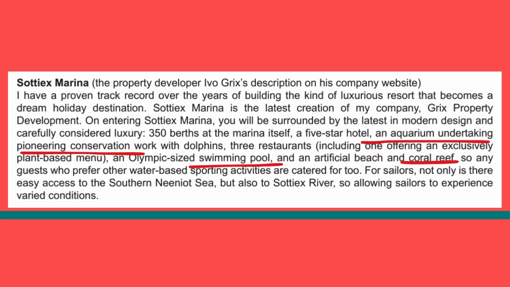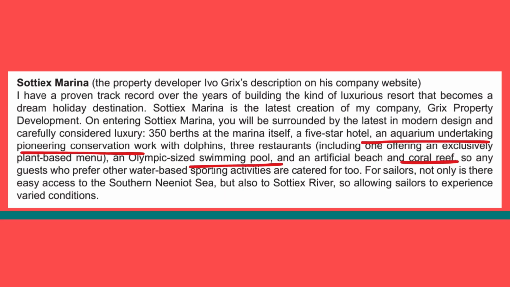Now we have the Sortex Marina description. So we have already found out the relevant points from the additional information. Now we are looking for the development. What basically development is, it means that whatever point you have found out, you're going to elaborate on them further. So Sortex Marina is offering these things. So look at line number 5, an aquarium. Sortex Marina has an aquarium undertaking pioneering conservation work with dolphins and 3 restaurants, including one offering an exclusively plant-based menu. So one thing is that it has conservation work with dolphins going on. So Georgina can prefer Sortex Marina because of this dolphin work, because she is interested in environmental issues.